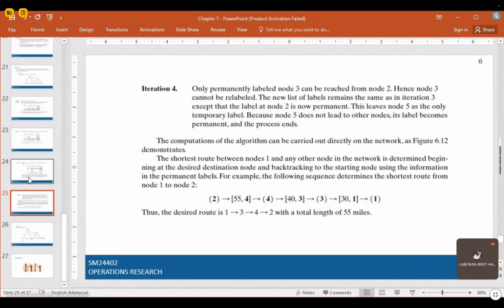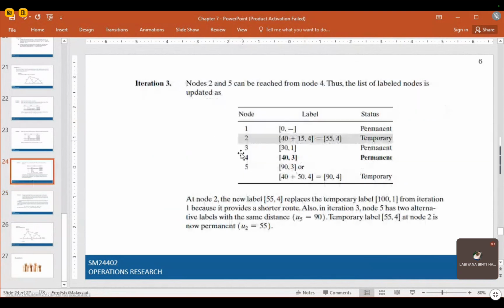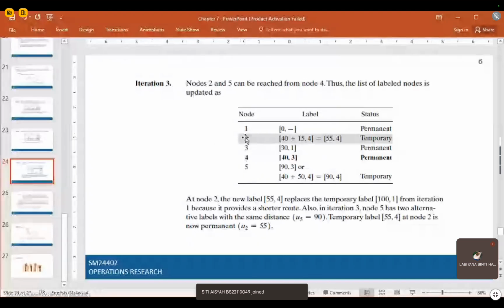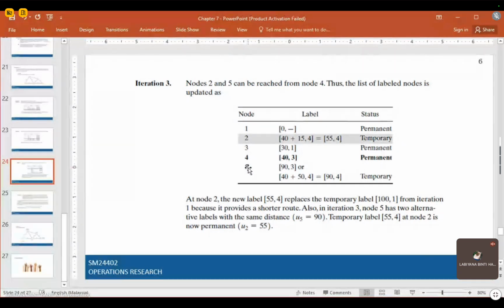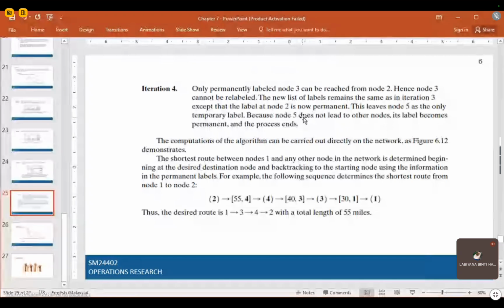and the process ends. So from this table, node 2 now becomes permanent. But here, node 5 is still temporary, right? But we change into permanent because this node 5 does not connect to any other nodes. No further connection. So that's why we change the node 5 into permanent.